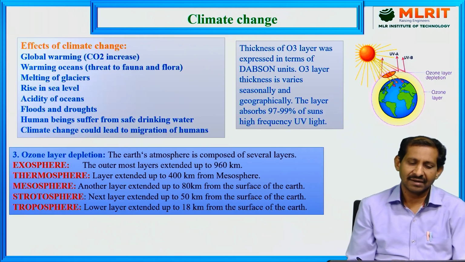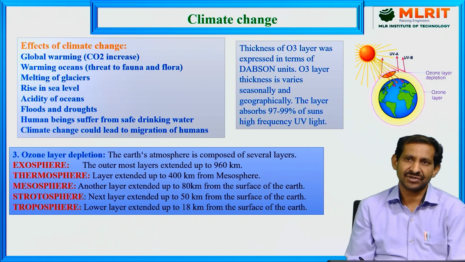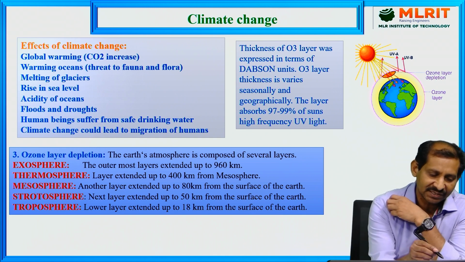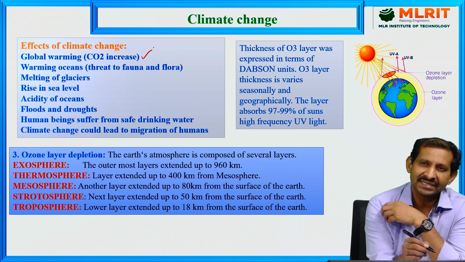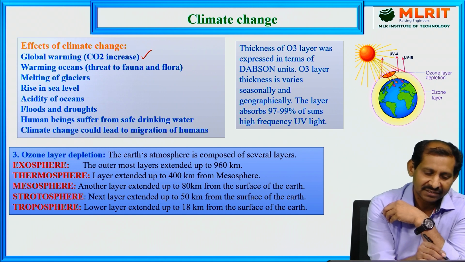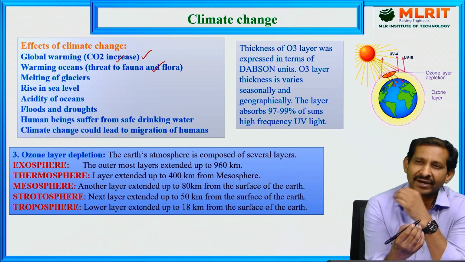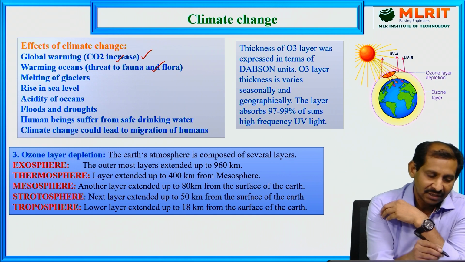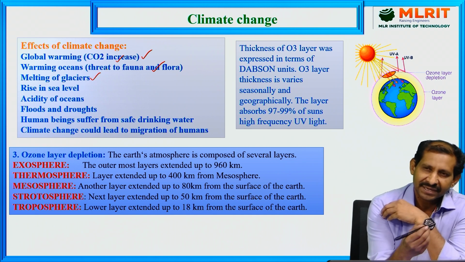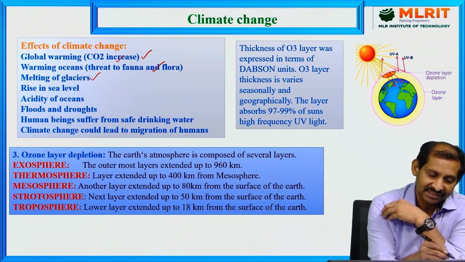Now coming to the effects of climate change. When the climate is changed, what are the effects? The major effect of climate change is global warming. When carbon dioxide levels increase in the atmosphere, global warming increases. Warming of the oceans means the plants and animals of aquatic life will be damaged. And there is melting of glaciers. When the temperature increases, glaciers melt, and melting of glaciers means the sea level will rise.